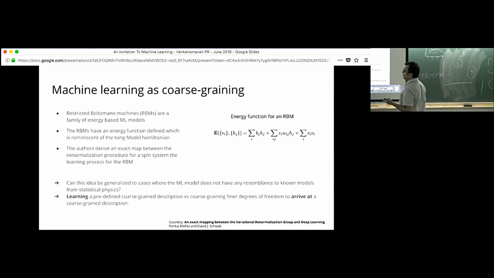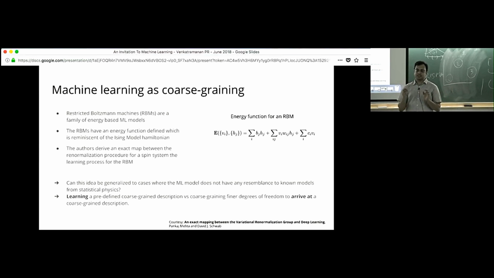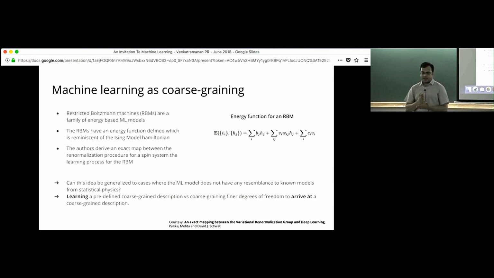And this came out in 2014-15. It was a connection between RG, the renormalization group, and one particular kind of deep neural network, which is created using something called Boltzmann machines, right? The key result was that they got an exact map between how that deep neural network, called a deep belief network in this case, learns and the RG process. It's an exact one-to-one map. That was fantastic.